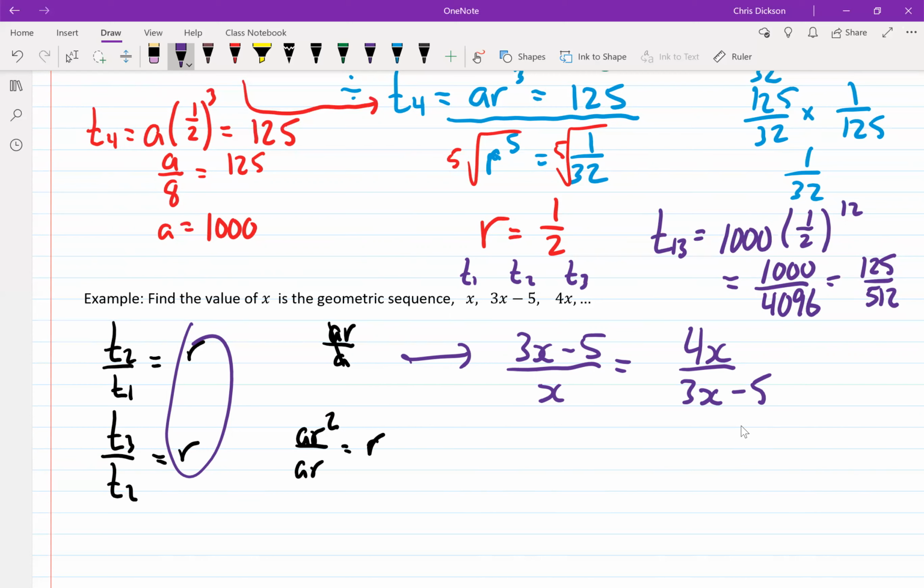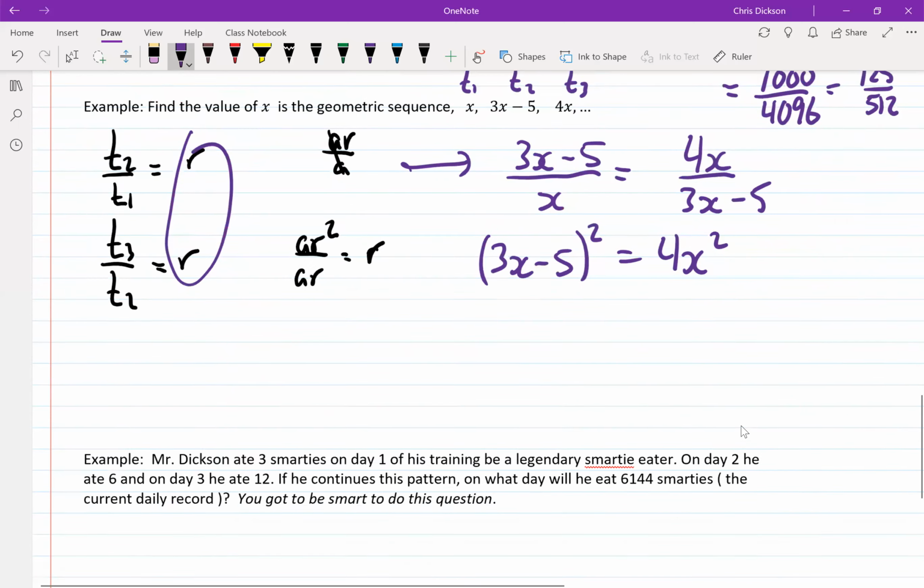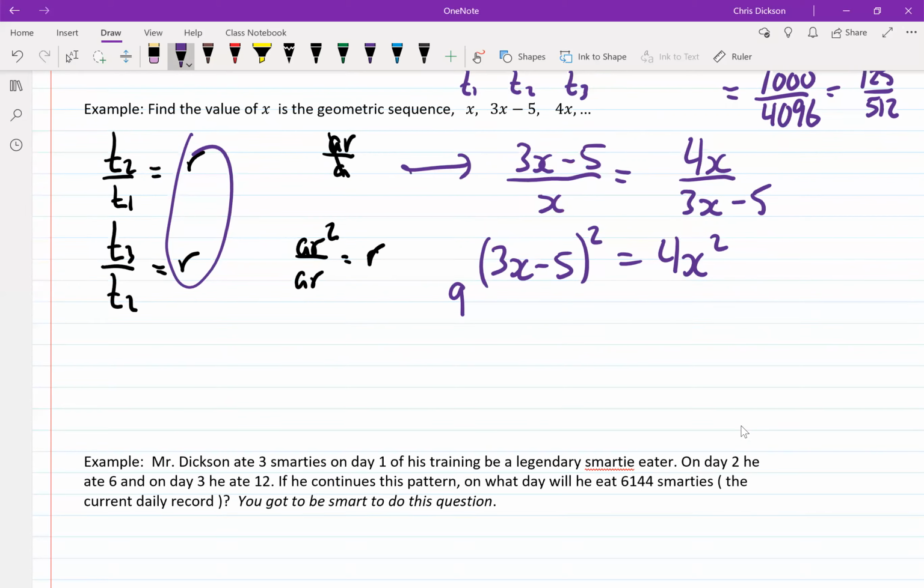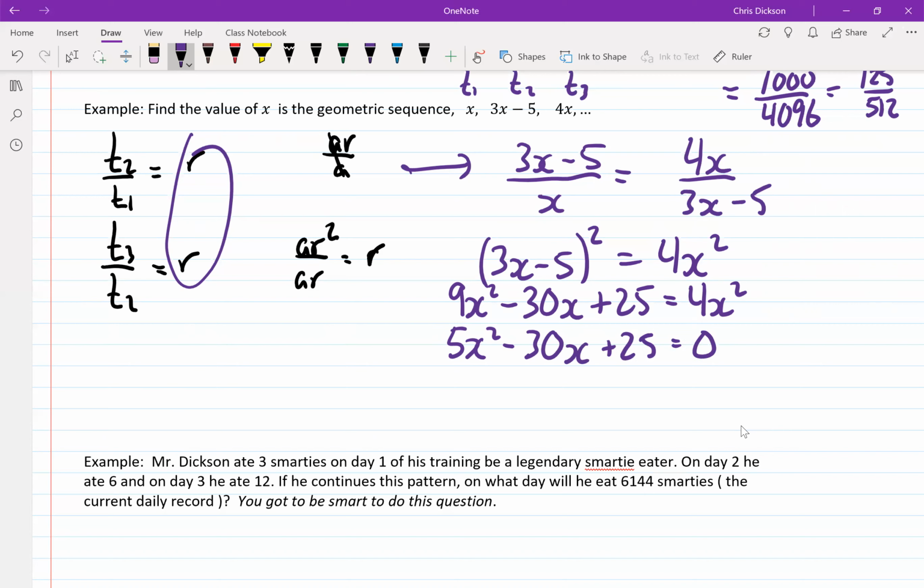I'm just dividing each term by the previous one because they're both equal to r, and setting them equal to each other. If I cross multiply here, I get 3x minus 5 all squared, times itself, equal to 4x squared. So we get a sweet quadratic here. We're going to expand this to 9x squared, 3 times negative 5 is negative 15, double that is negative 30x, plus 25 is equal to 4x squared. So this is really 9 minus 4, which is 5x squared minus 30x plus 25. Now each term is divisible by 5, so let's divide everything by 5. So x squared minus 6x plus 5 equals 0.